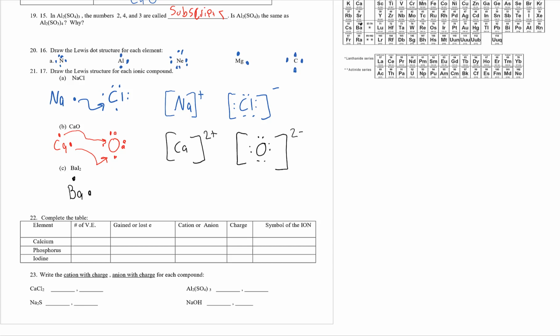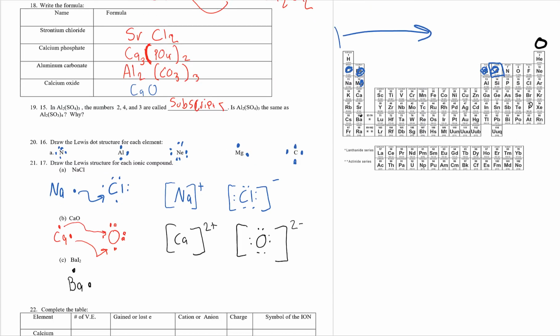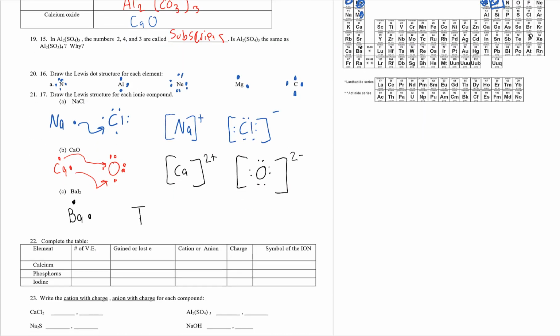Then iodine is over here. It's got 7. So iodine's got 1, 2, 3, 4, 5, 6, 7. Now you might notice that when this barium gives this iodine the electron, it still has 1. Like this iodine is done, it has 8, check. But the barium's not done.